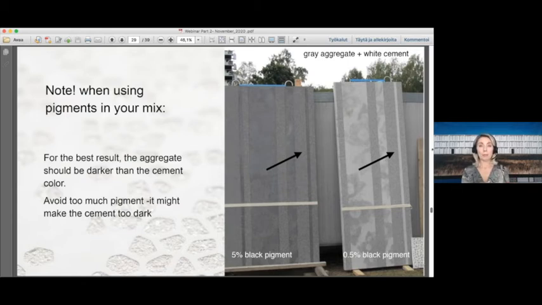So be careful with the pigments. Don't use too much if you use them. Make sure that the aggregate always stays darker than the smooth cement.